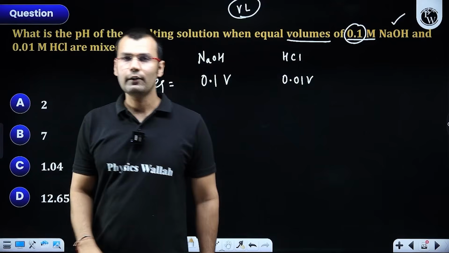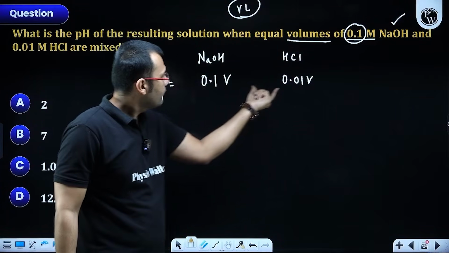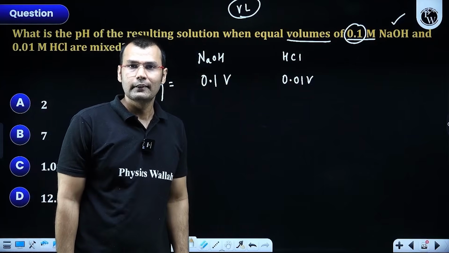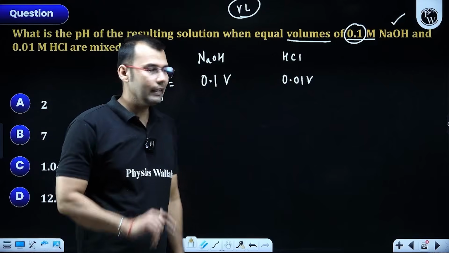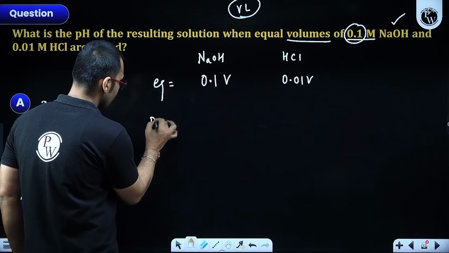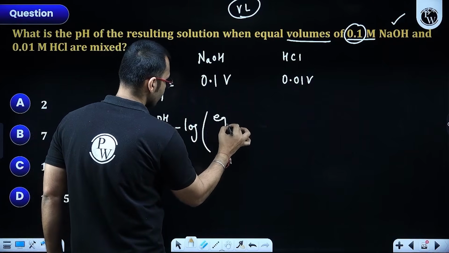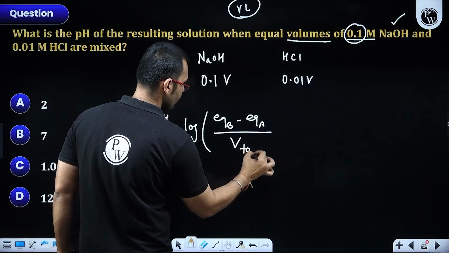Now if you compare, you will notice that base is more here. 0.1 V is a larger value than 0.01 V. That means equivalents of base is more than equivalents of acid. So for that case, I told you, you can apply this formula: pOH equals minus log of (equivalents of base minus equivalents of acid) divided by total volume.